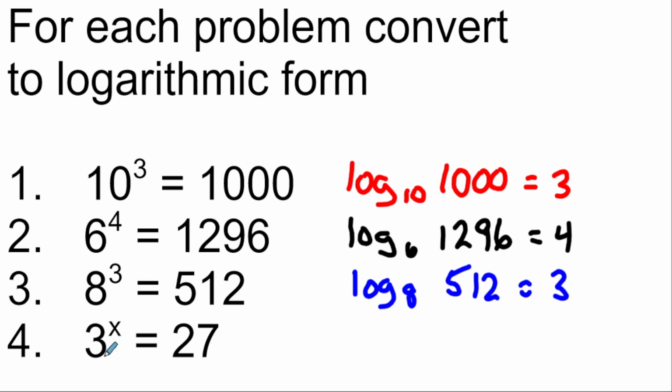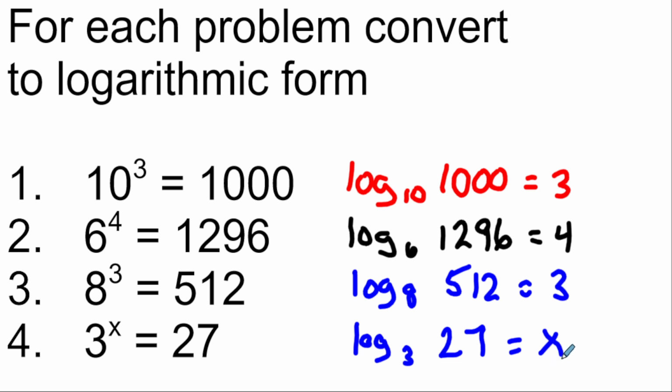And my last problem looks a little different. It's got a variable in it, but I'm going to just do the same thing. I'm going to say log. I'm going to take my base of 3. And then I'm going to say I want an outcome of 27. So I'm asking myself, 3 to what power gives me 27? And in this problem, I don't know, so I'm just going to put the X. But now I can look at this and say, 3 to the third power equals 27. So I know that this X value would have to be 3.